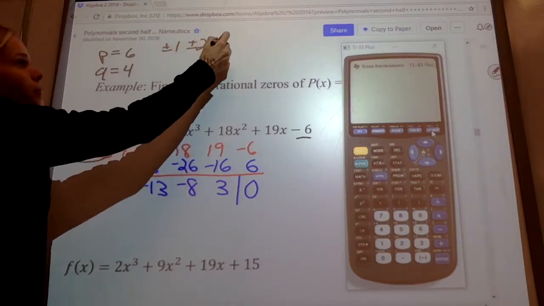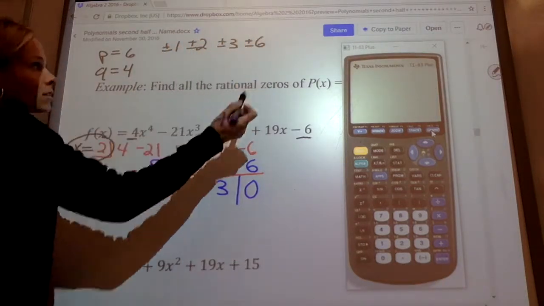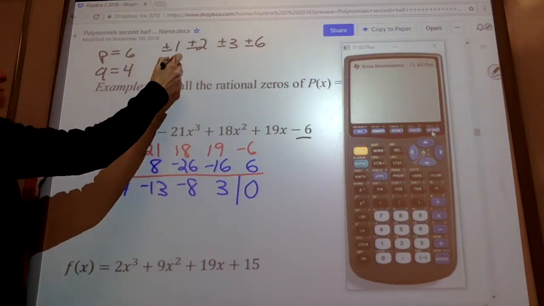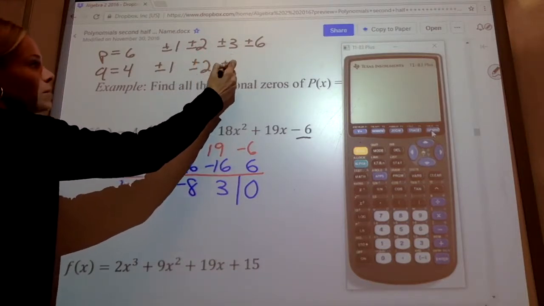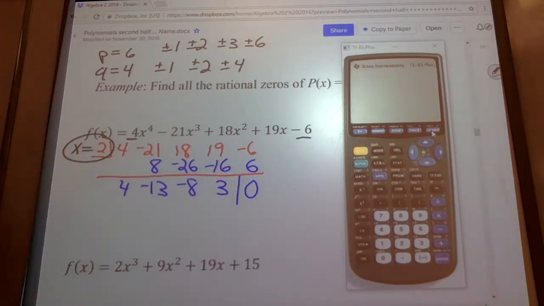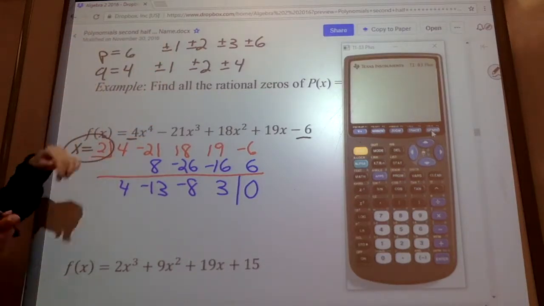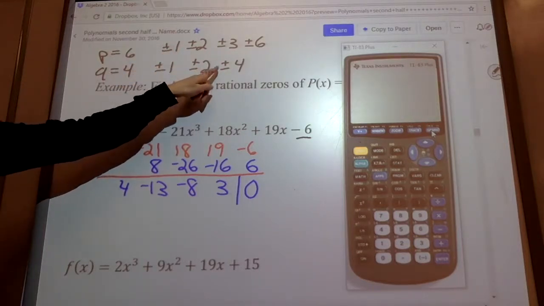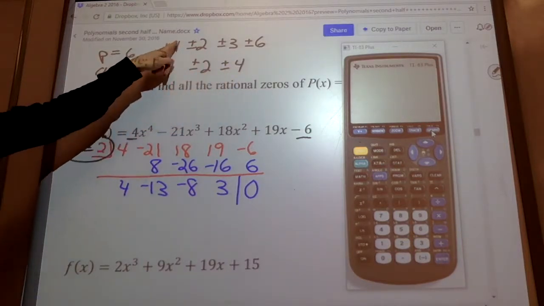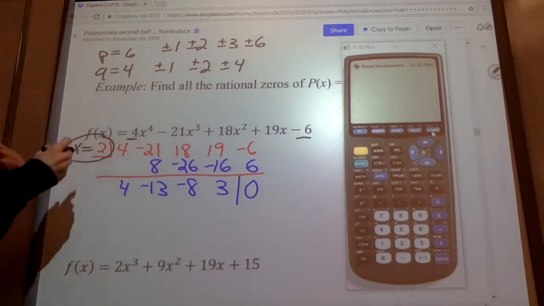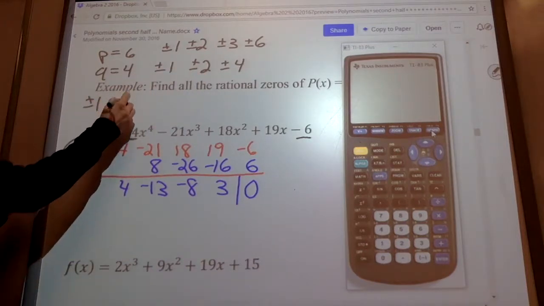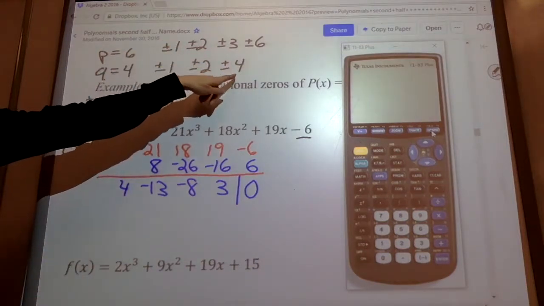1, 2, 3, 6. All the factors of 4 would be 1, 2, 4. Okay. Now I do all of the combinations. So what I like to do is I just start with this first number 1, and I'm going to put 1 over all of these numbers. So 1 over 1 is 1. 1 over 2 is 1/2. 1 over 4 is 1/4.